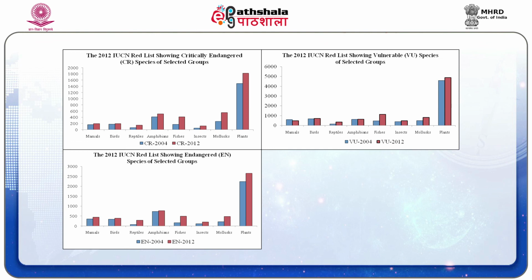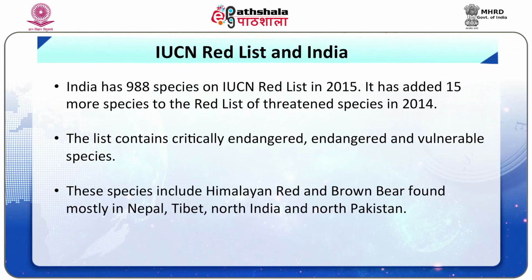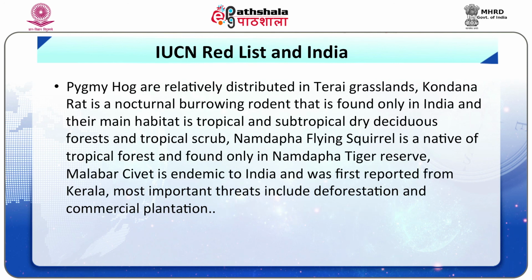Now, the IUCN Red List and India. India has 988 species on the IUCN Red List in 2015. India has added 15 more species to the Red List of threatened species in 2014. The list contains critically endangered and vulnerable species. These species include Himalayan red and brown bear found mostly in Nepal, Tibet, North India and North Pakistan. The pygmy hog is the world's smallest wild pig. They are relatively distributed in tall terai grasslands.